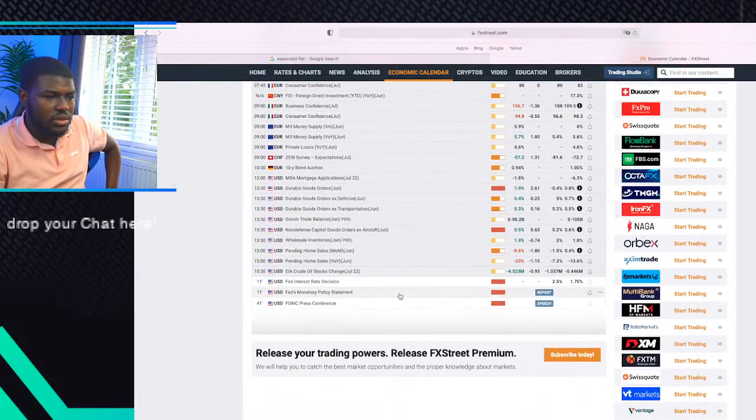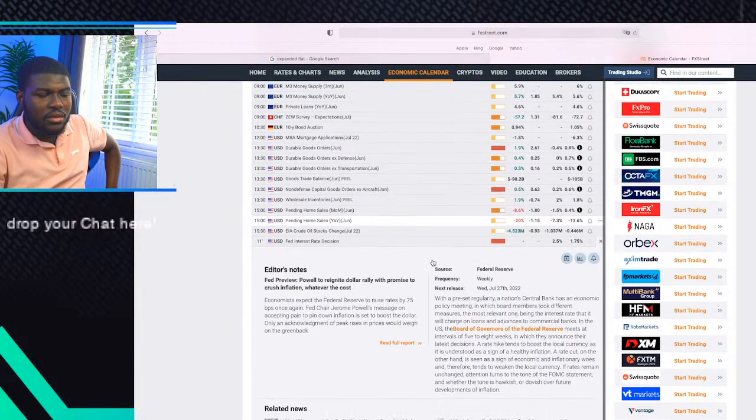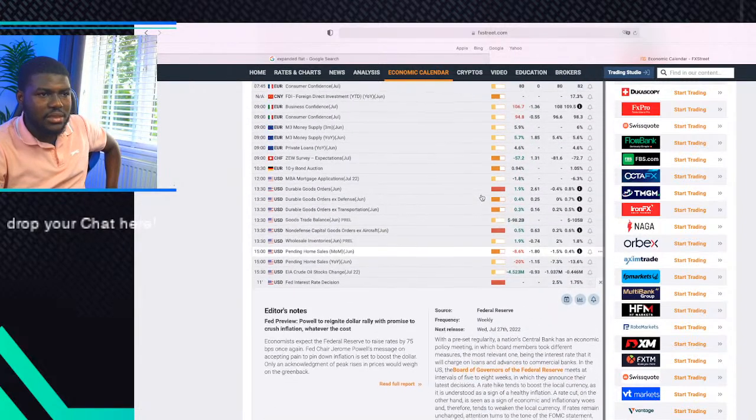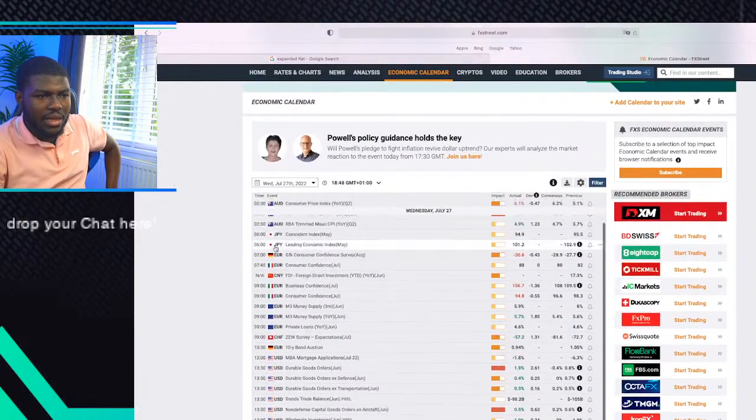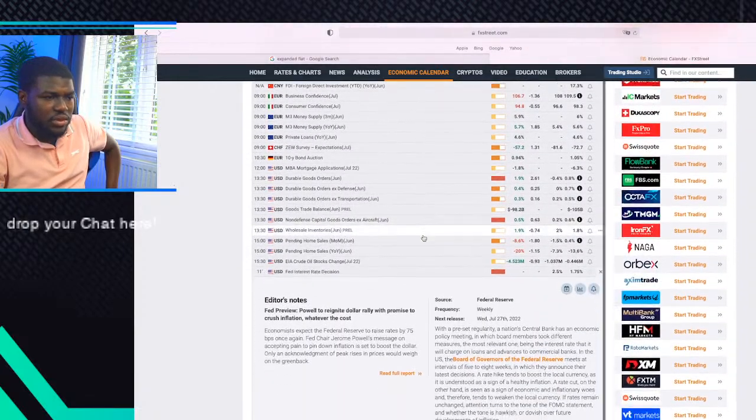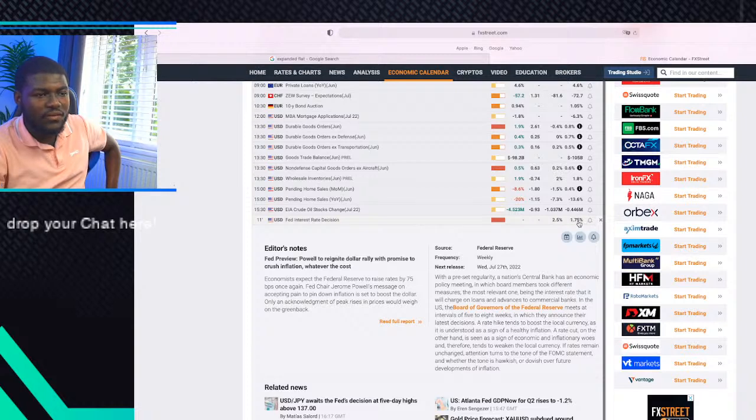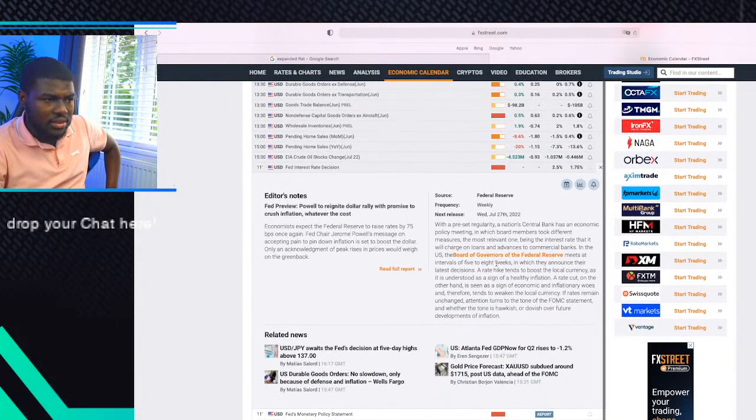Here it is on the chart. So, the Fed interest rate decision. The decision is either to maintain the previous interest rate of 1.75%, or to increase it further to 2.5%. So that is what we are anticipating.